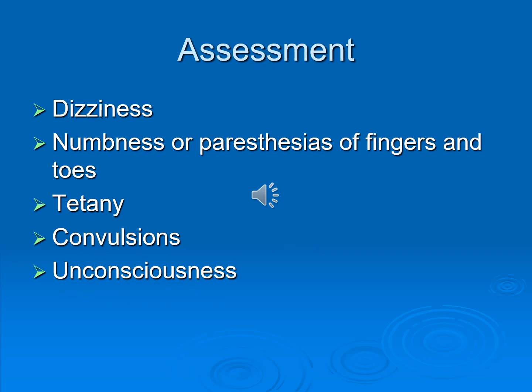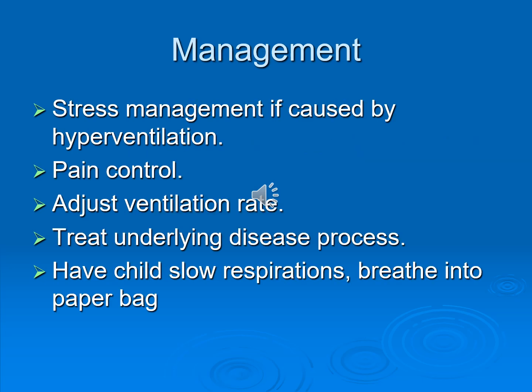When doing an assessment, you may see dizziness, numbness, or paresthesias of the fingers and toes, tetany, convulsions, or even unconsciousness. How do we manage respiratory alkalosis? So we're looking at stress management if it's caused by hyperventilation, pain control, adjust the ventilation rate, treat the underlying disease process, and have the child slow their respirations by breathing into a paper bag.